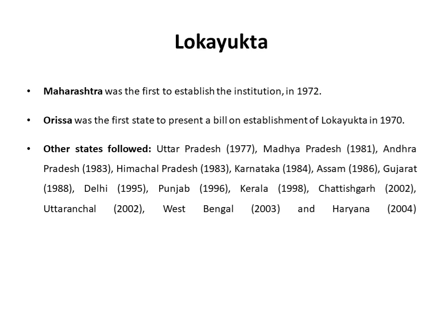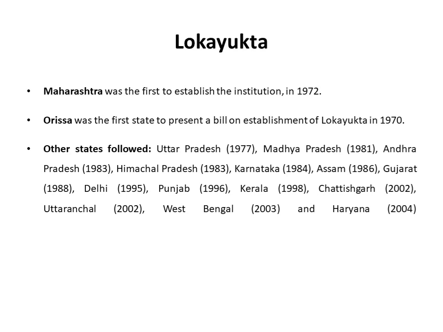The state level Lokayukta institution has developed gradually. Maharashtra was the first state to establish the institution in 1972, but Orissa was the first state to present a bill on establishment of Lokayukta in 1970. Other states also followed them.